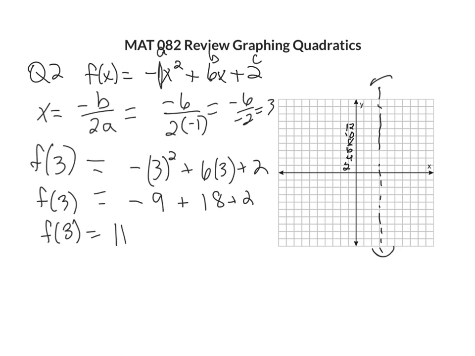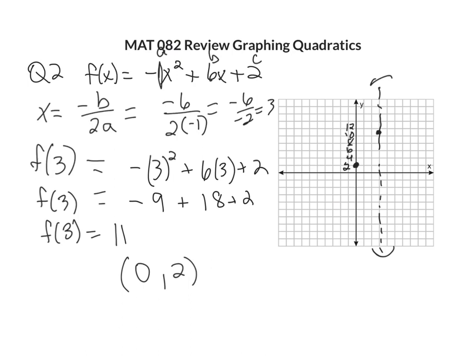So we go over to 3, halfway between 10 and 12 is right here. That's my vertex. And then I can find my y-intercept. That's really easy from standard form. It's that number that does not have x. So my y-intercept is at 0, 2. So I'm going to plug in a point right here on the y-axis at 2.